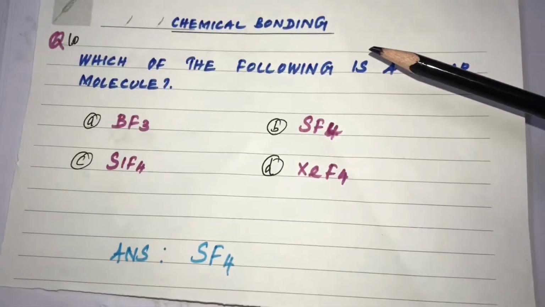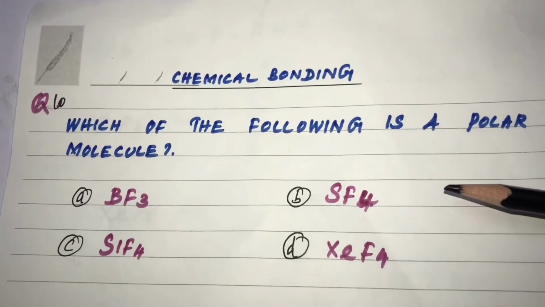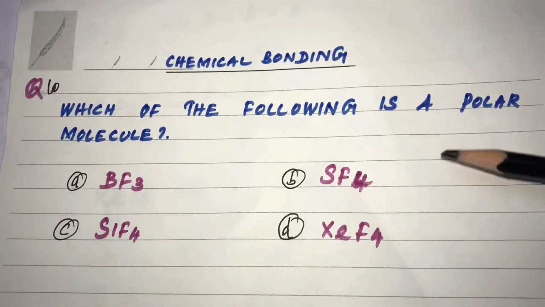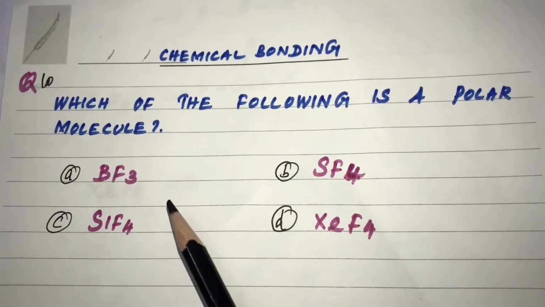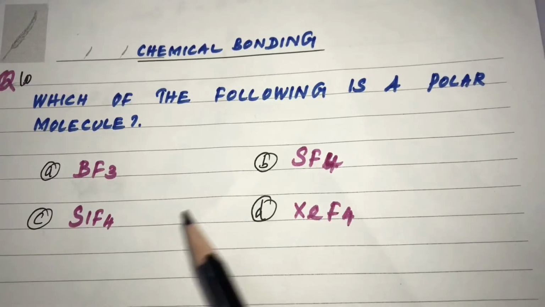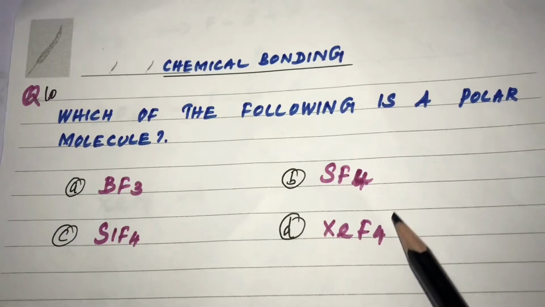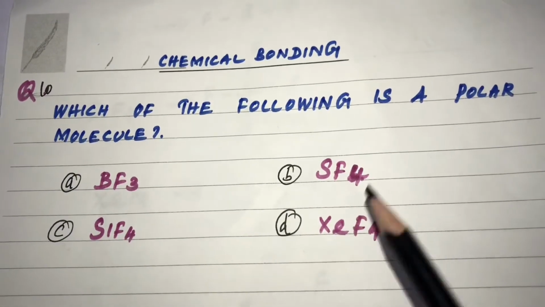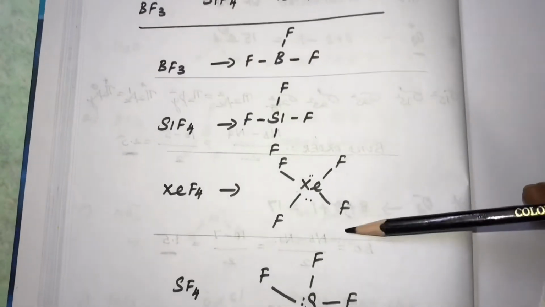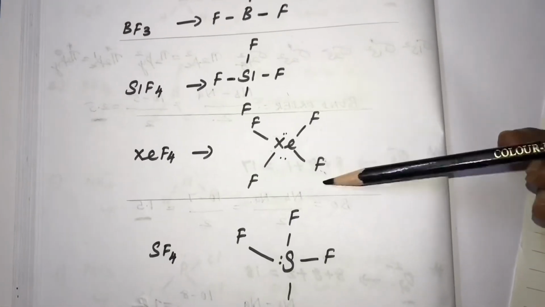Next question in chemical bonding is, which of the molecules is a polar molecule? Here the fluoride compounds are given: boron trifluoride, SF4, SiF4, XeF4. Which one of the following molecules is polar in nature? Now, we are going to see the explanation for this. Here in these choices, we are going to see which one is the polar structure having polarity.